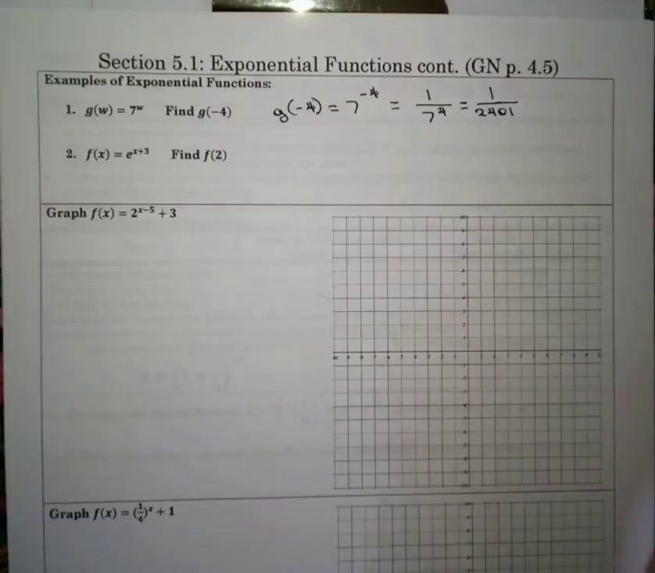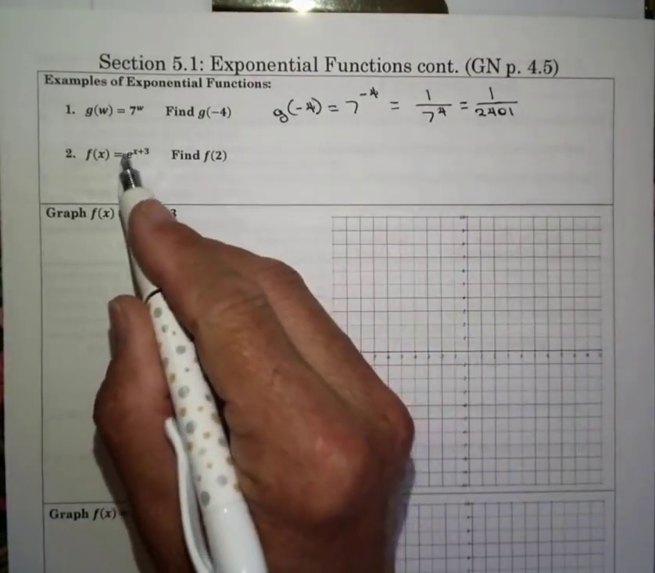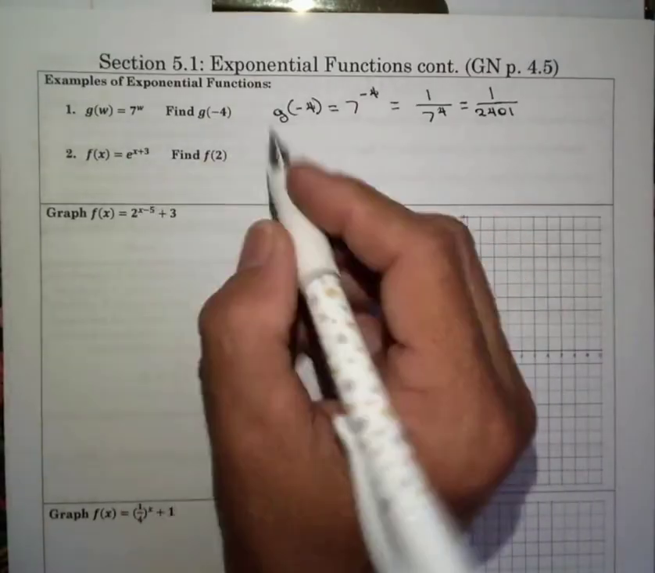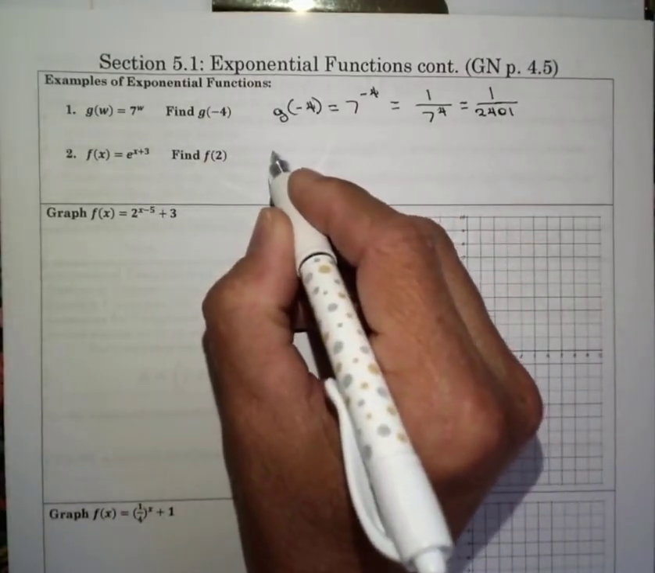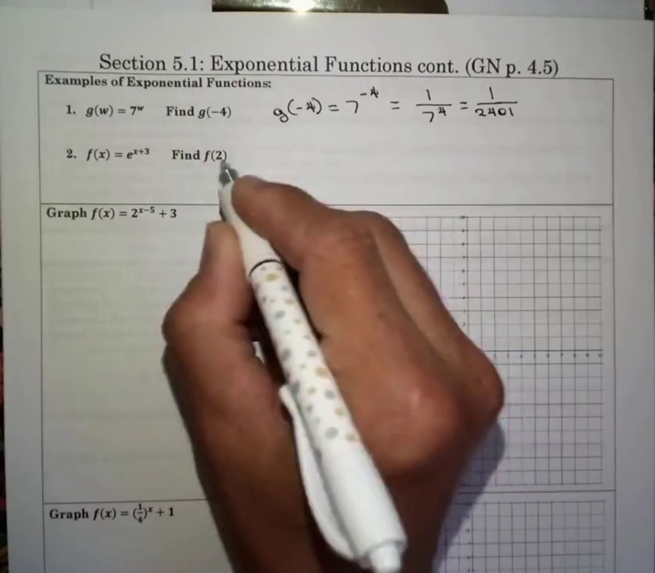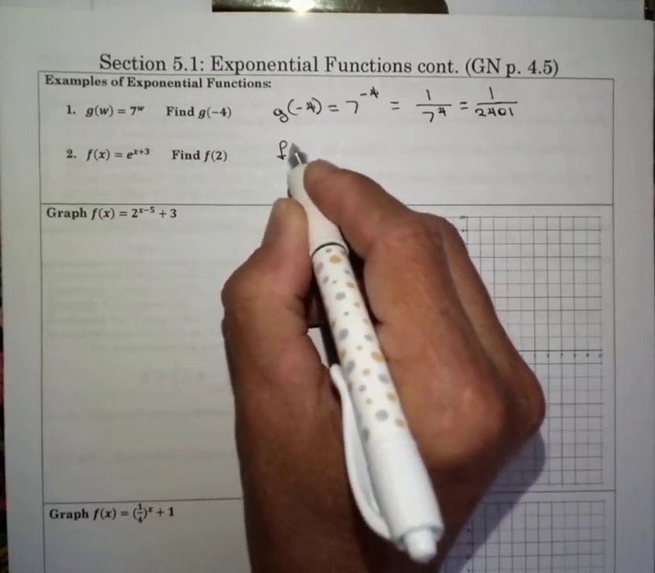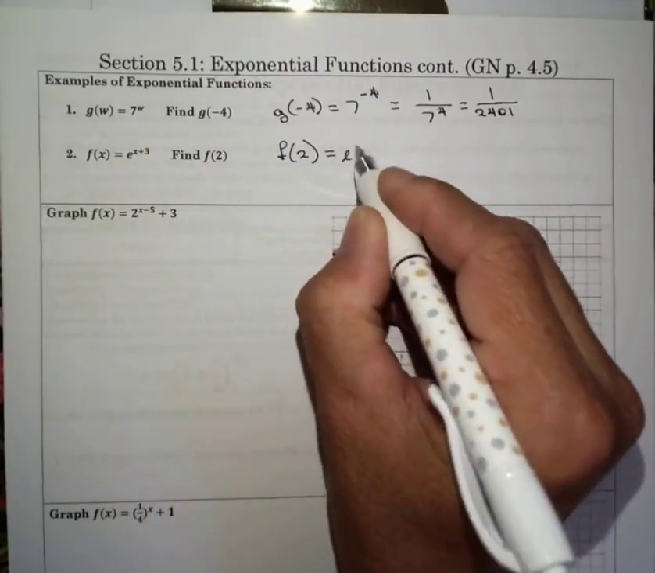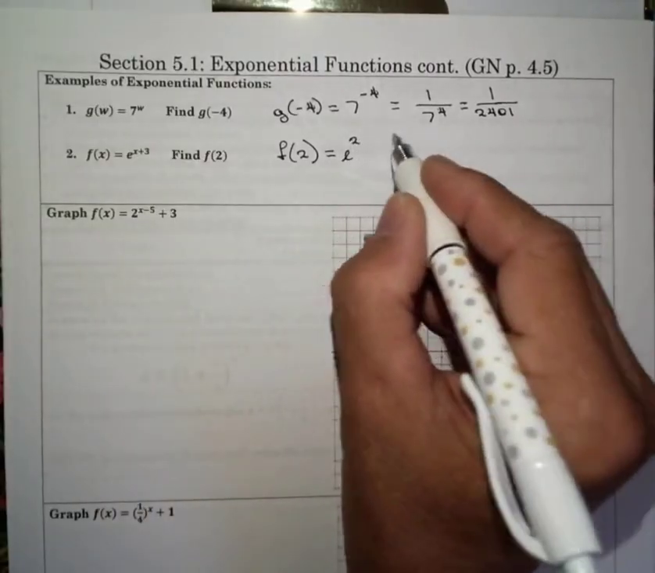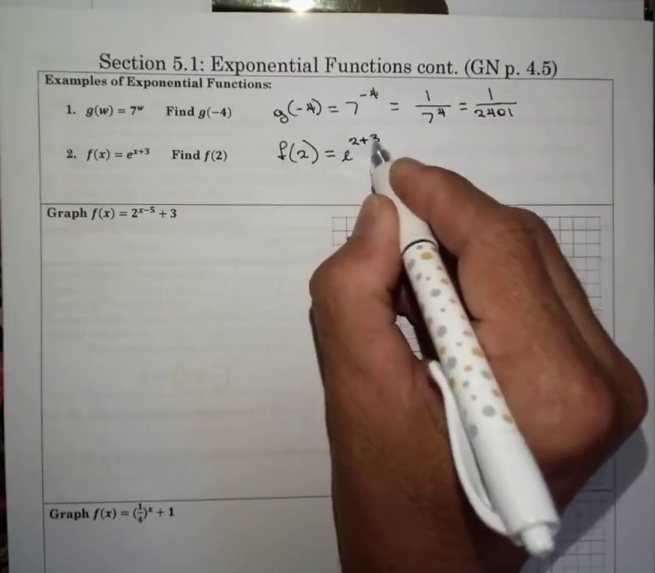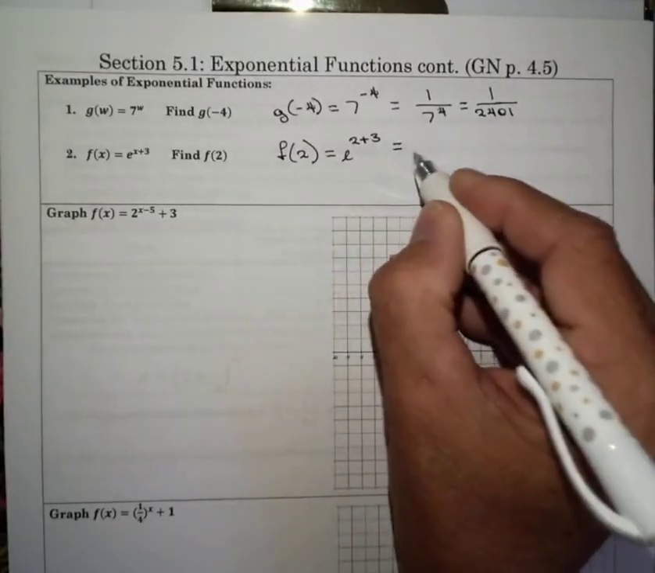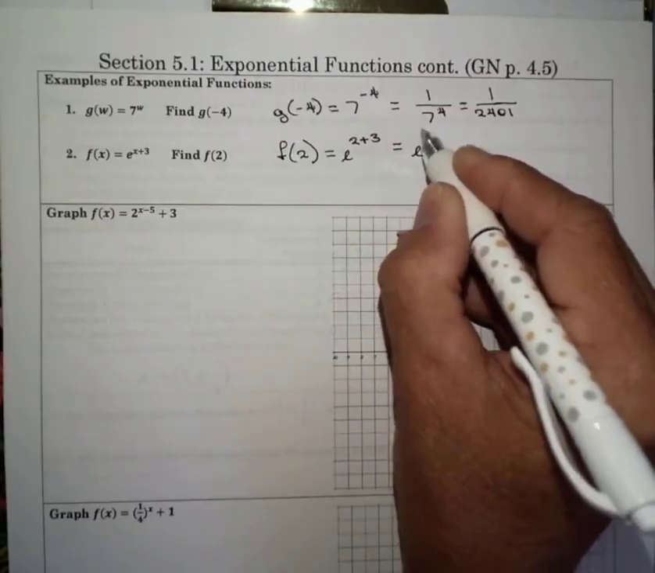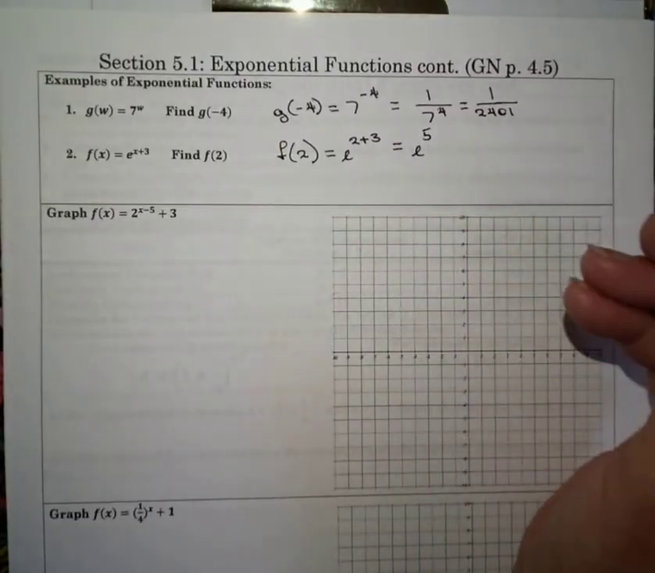Now let's take a look at if I have the function with an e. I'm looking for f of 2. I would still keep my e, but as x, I'm just going to replace the x with the 2. And this is actually e to the power of 5, and you can easily put that in your calculator.